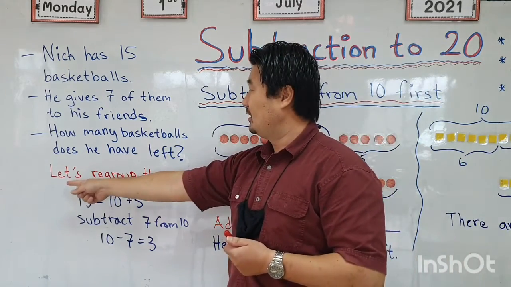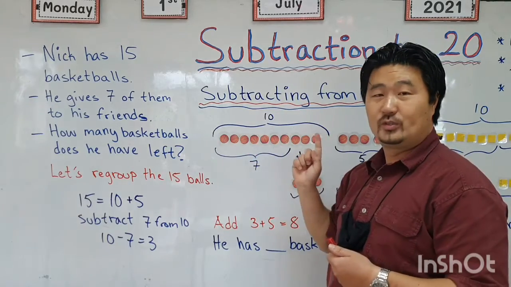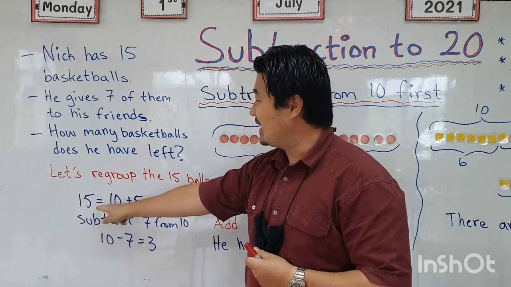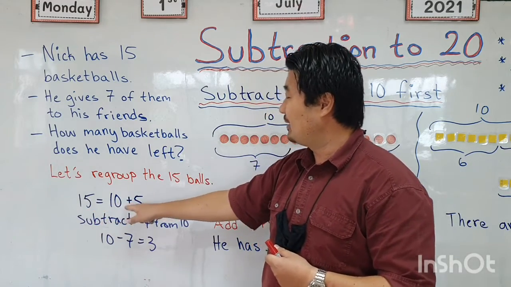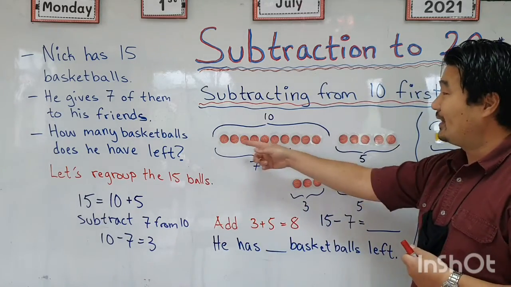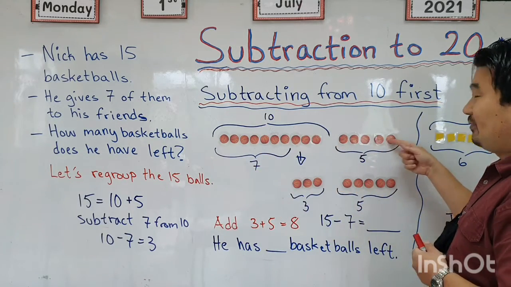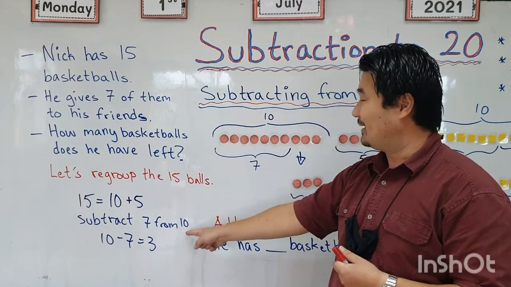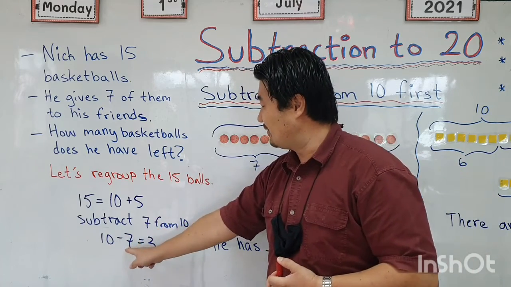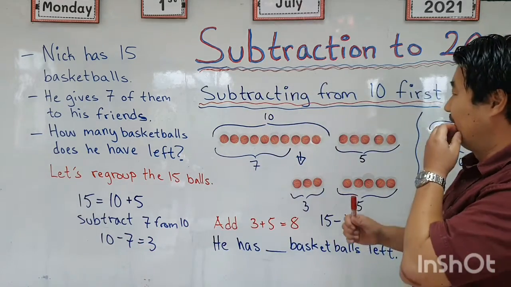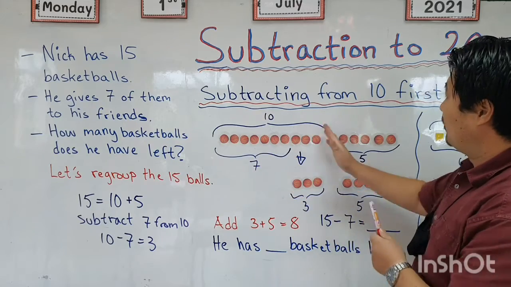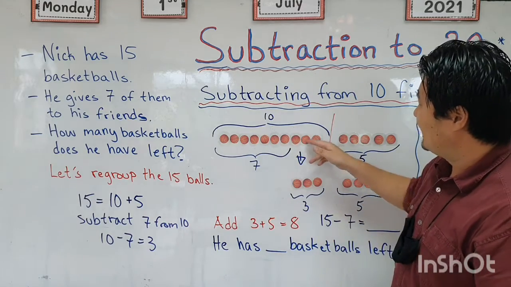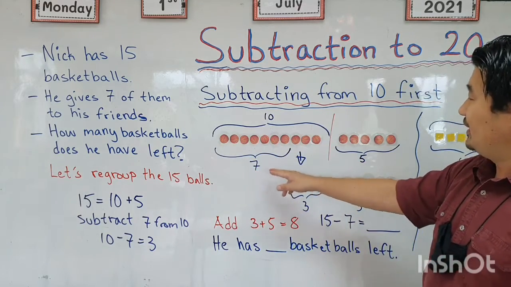So let's start by regrouping the 15 balls. Okay? So regroup means 15 equals 10 plus 5. So we have already done that. Here we have 10 and then 5. And then we subtract 7 from 10. So 10 minus 7 equals 3. So we have 10 here. Now we are focusing on this, not on this part. So 10 minus 7 equals 3.